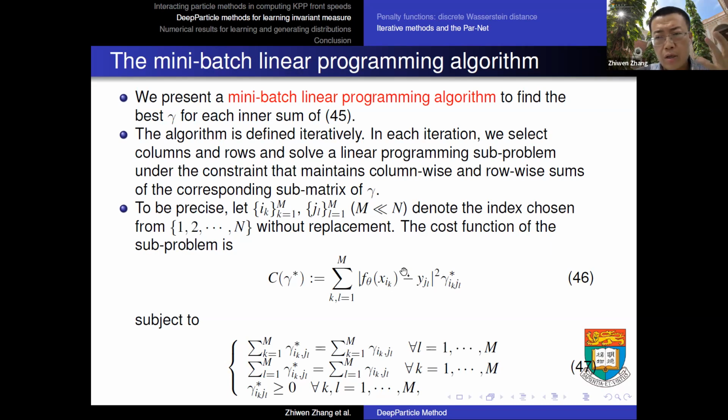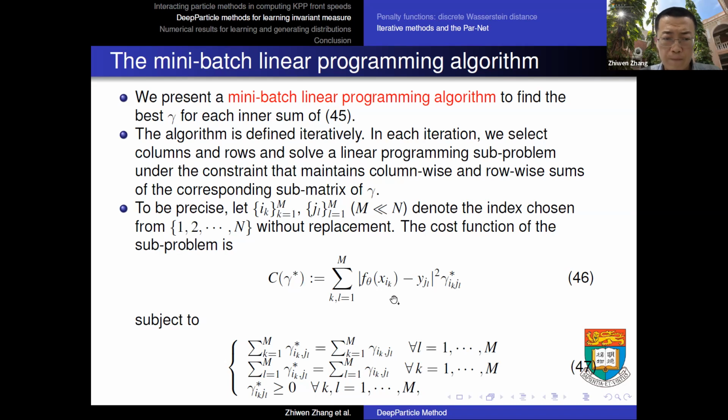Instead of solving a large optimization problem with a degree n, I choose a sub problem, like a domain decomposition. I choose a subdomain M. This M is far less than n. I randomly choose M rows and M columns. I have this sub problem.